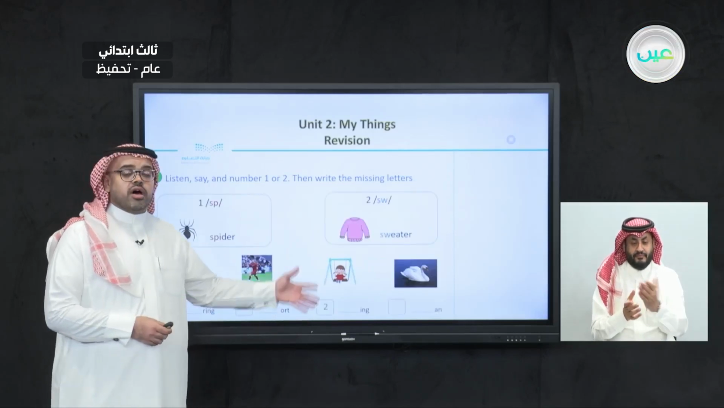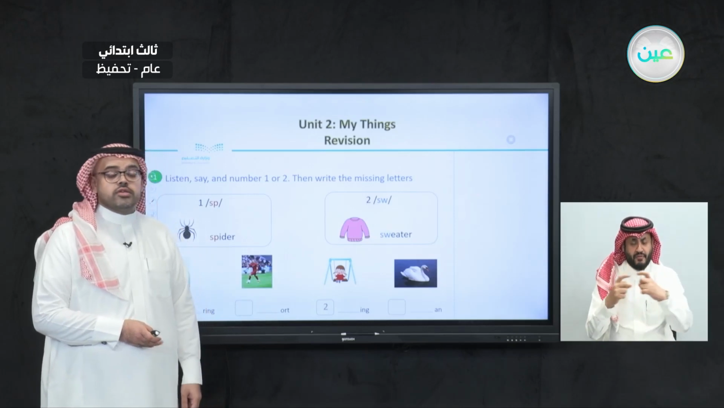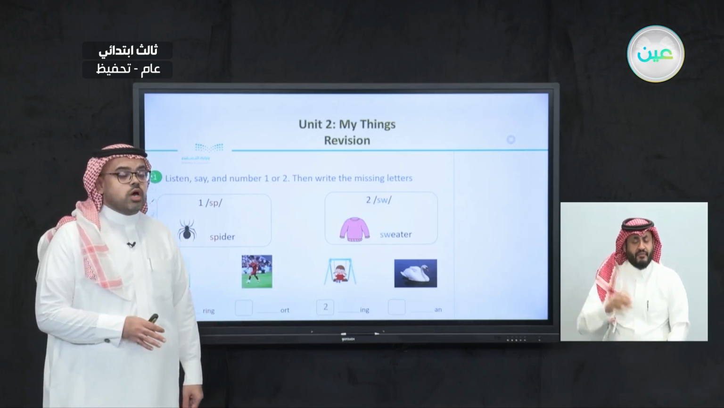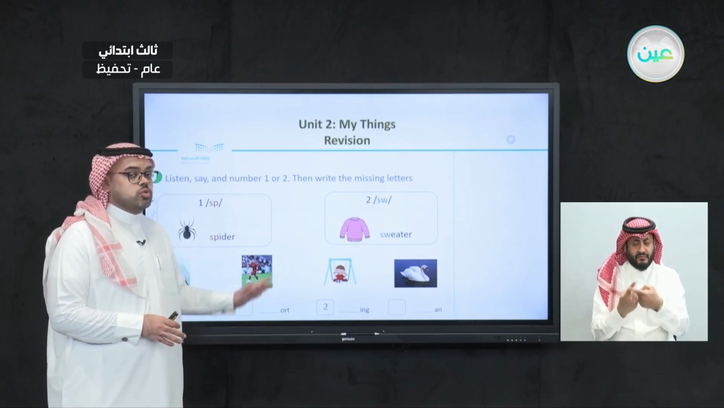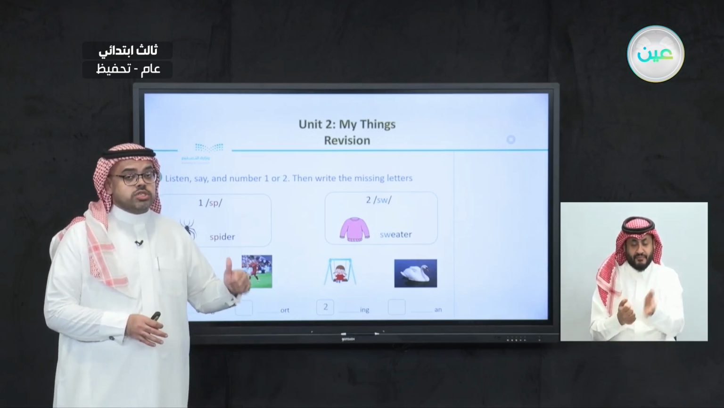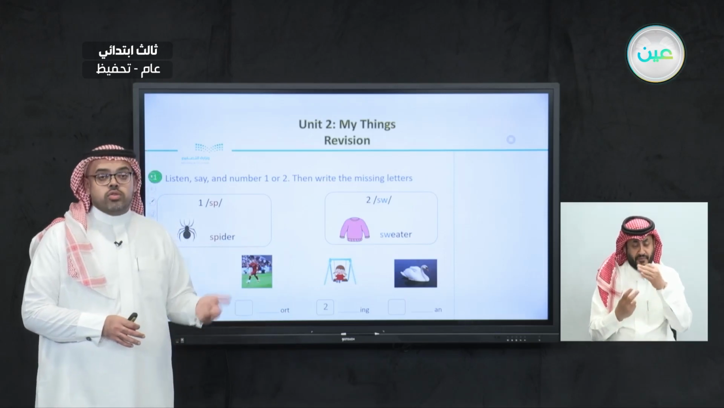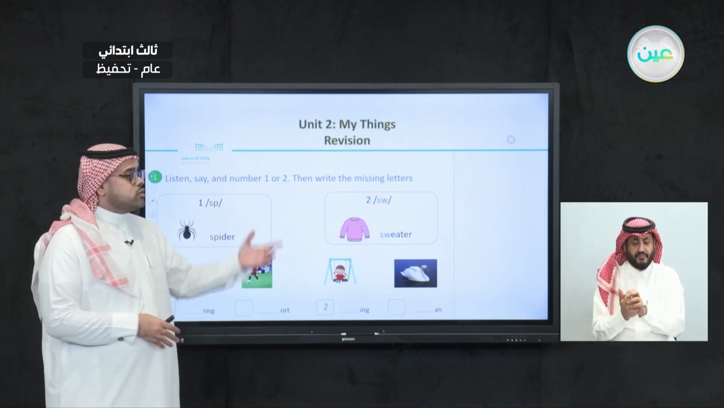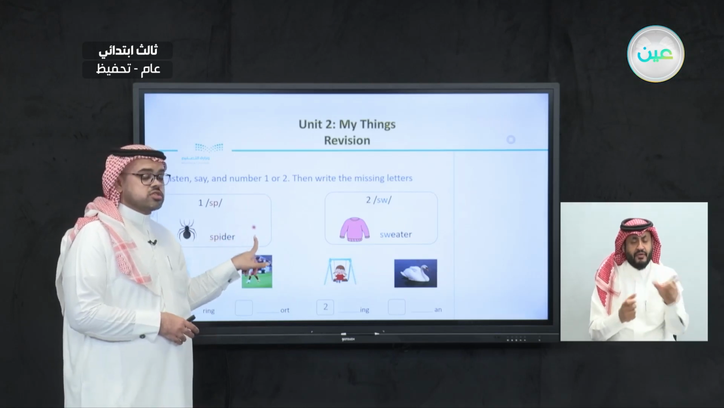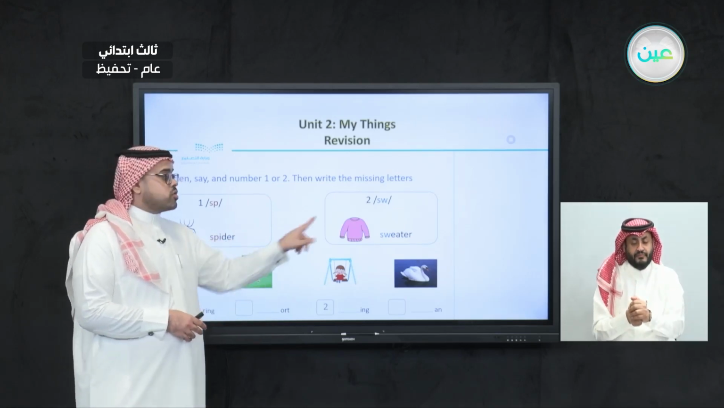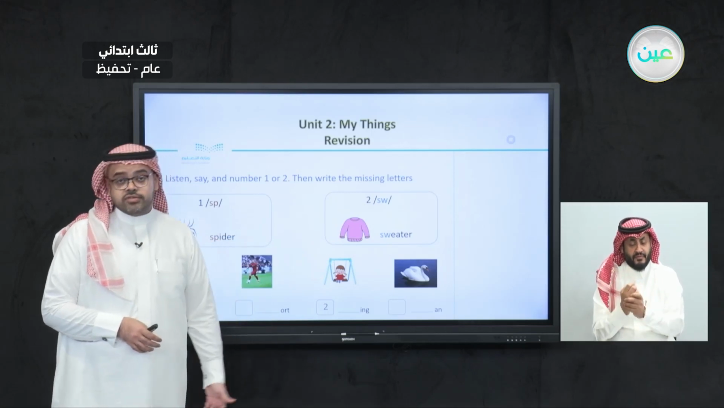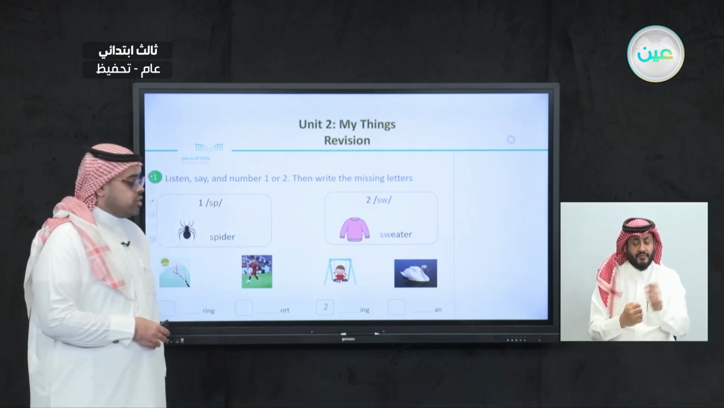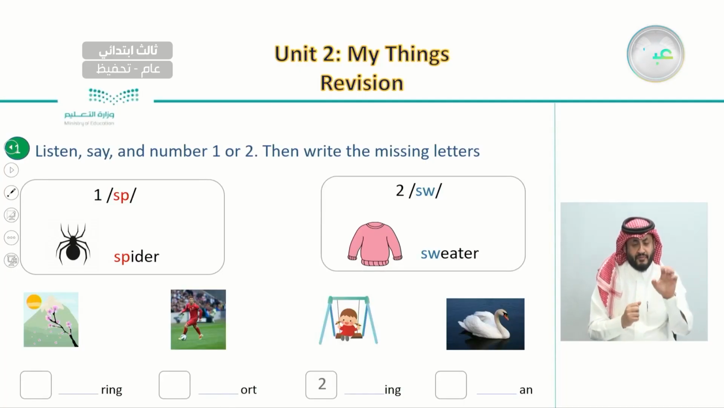So now, here we have 4 other words that may have these sounds. So what we're going to do now is listen to each of these words, and after we listen, we're going to say them again with the teacher, and after this, we're going to number them if they belong to the first sound or if they belong to the second sound. And after this, we're going to write down the missing letters right down here in these blanks. So let's start by listening to the first picture or the first word.